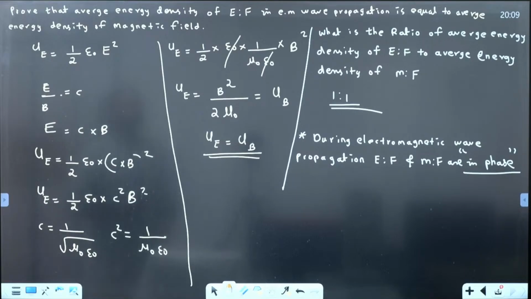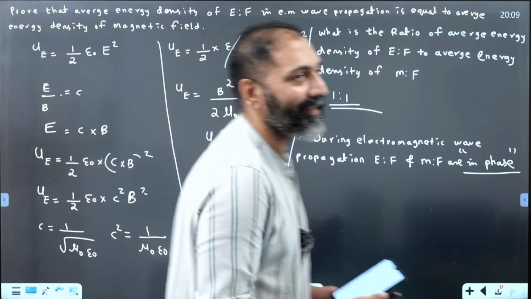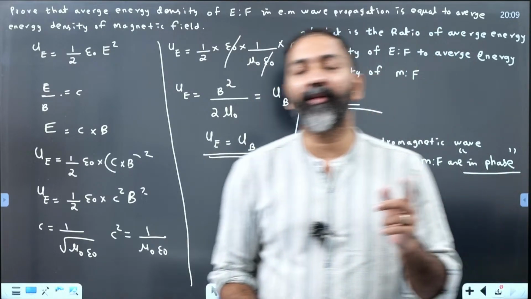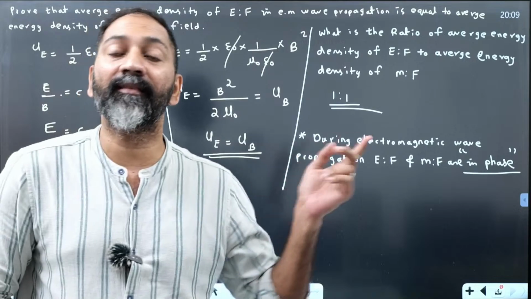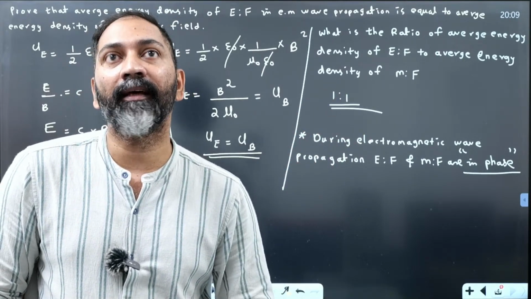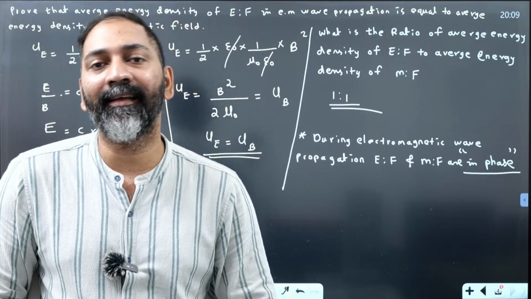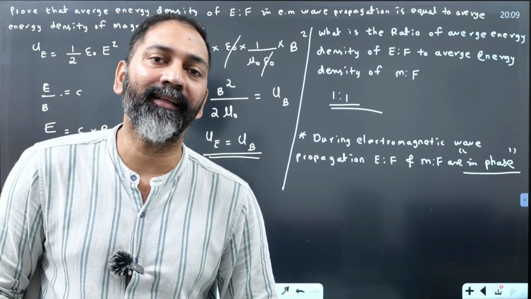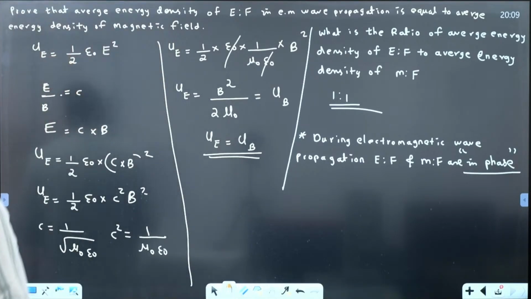Now remember, in the AC chapter we had seen when AC current passed through a resistor, EMF and current are in phase. Please remember that line also. In capacitor, who is leading? Capacitor, current is leading, EMF is lagging. In inductor, EMF is leading, current is lagging by 90 degree. But in EM propagation, electric field and magnetic field are in phase, similar to resistor.